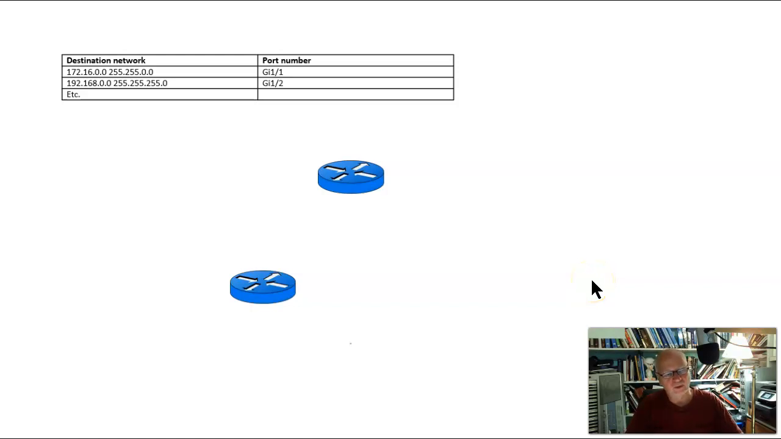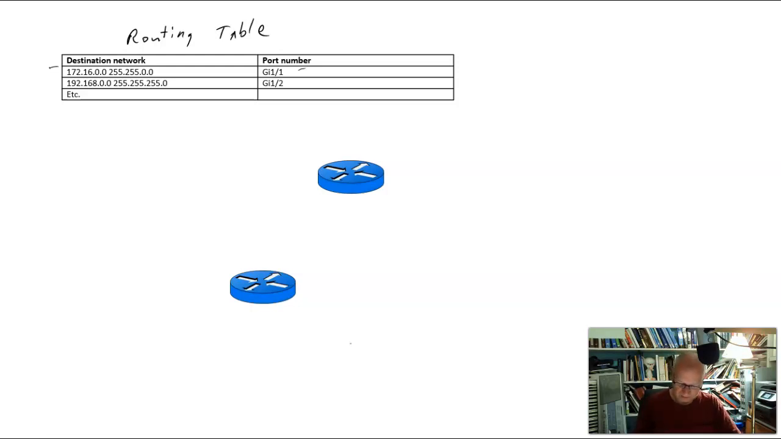How does a router know where to send information? And the answer to that is something called the routing table. That's what this is right now, or at least a simplified version of it. And the way it reads is, if I want to get to this network here, then I go out of this port number right here.